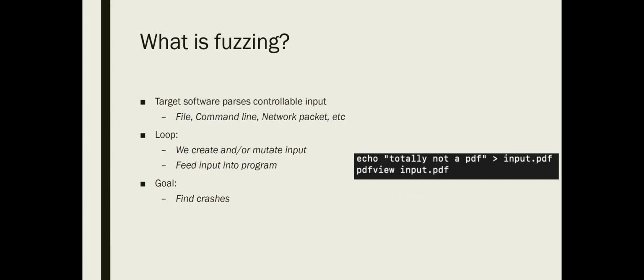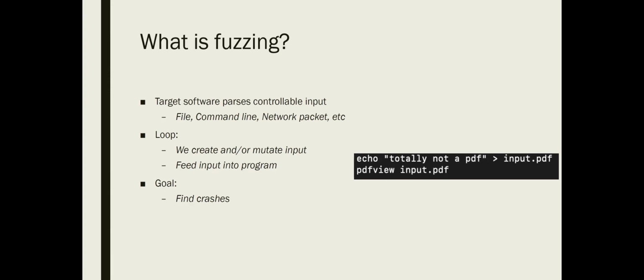And I guess one thing I should clarify is what is fuzzing, right? To begin with, we have some target. The target passes controllable input. If it's a PDF viewer, PDF viewers read PDF files, and PDF files we can control the content of. I can open it in a hex editor and modify bits. I can use APIs to write to the file on disk or whatever I like.